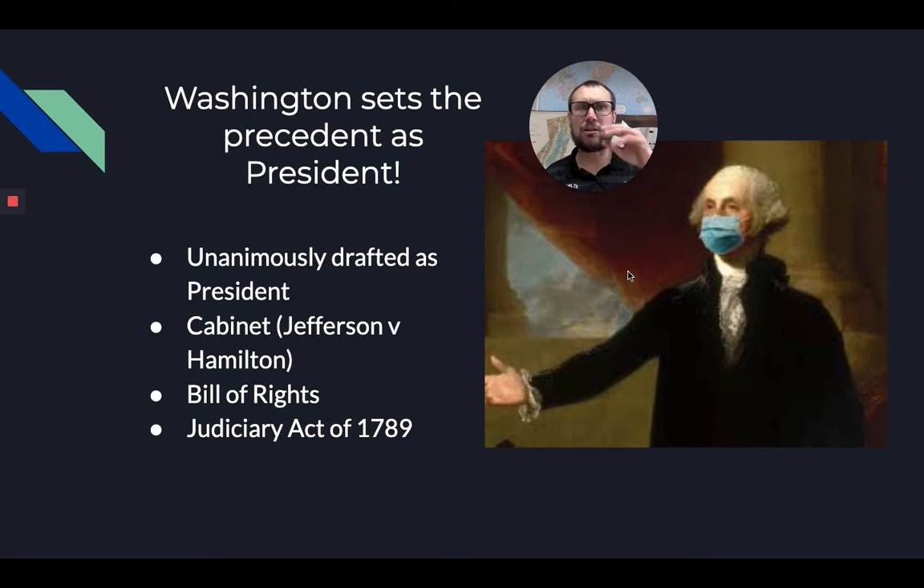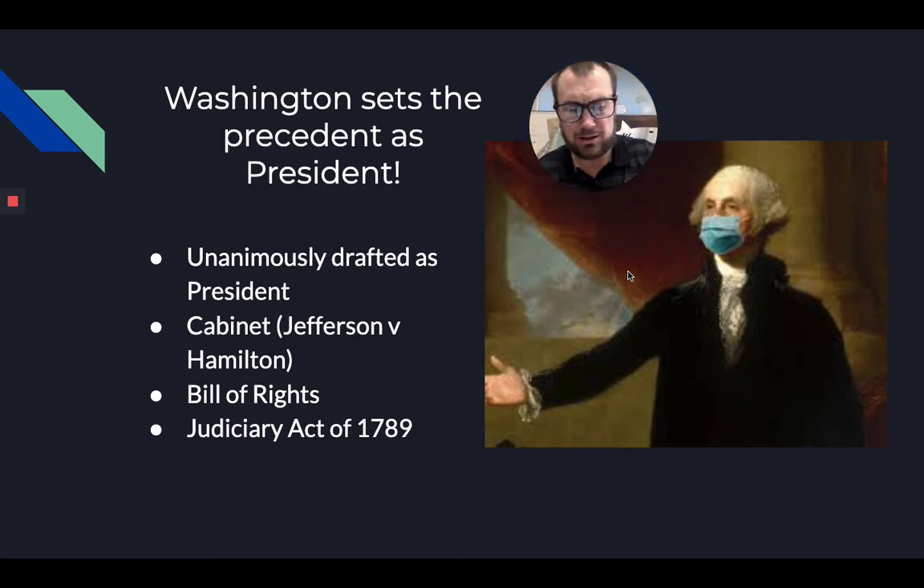And the cabinet at first was three people. You had Jefferson as the Secretary of State. You had Hamilton as the Secretary of Treasury. You had Henry Knox as the Secretary of War. And then with the Judiciary Act of 1789, you also get the Attorney General, which will be Edmund Randolph. And then the Secretary of War, I already said that was Henry Knox. Okay, so you get those four.